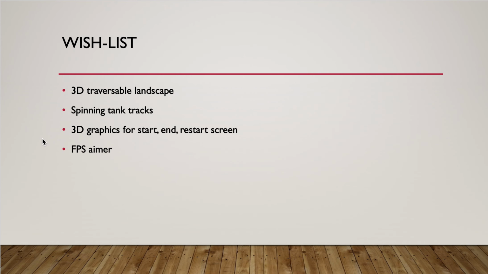Another thing I want to add is 3D graphics for the start, end, and restart screen. Some sort of cheesy 80s kind of pop up that's like zing, player 1, something like that. So that would be really cool. Sound would be really cool as well if I could add some sort of sound into this. And also I would like to have some sort of first-person shooter angle on my tank if possible.